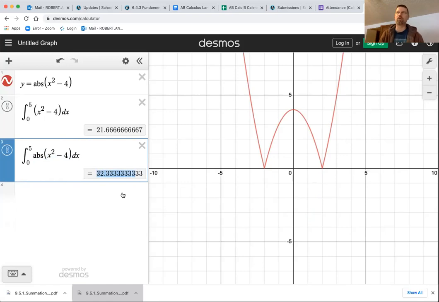So if you have access to a calculator, a shortcut for finding total area is just do the integral of the absolute value of your equation, because then none of that equation will be below the x-axis. It'll all be above the x-axis. All right, we can start today's stuff now.